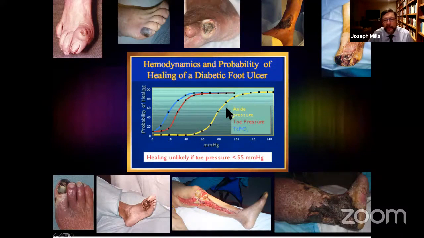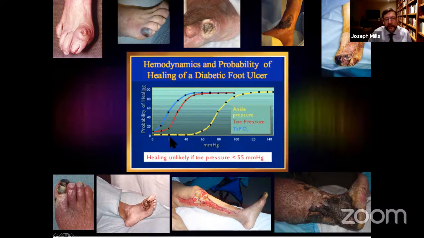So if you look at ankle pressure in yellow, toe pressure in red, or TcPO2 in blue, they all form these sigmoid curves. So the pure neuropathic patient, which I saw a lot of early in my practice, so a diabetic patient would come in with an ulcer or a foot infection, their foot would be warm, they would have hair on the foot, they would have a palpable foot pulse. No matter which one of these you measured, it was normal. They don't need a vascular surgeon. They need offloading, they need infection control if they have it, they might need debridement.